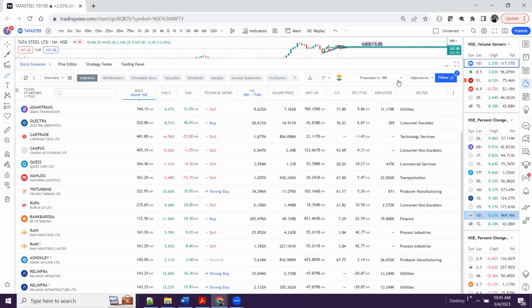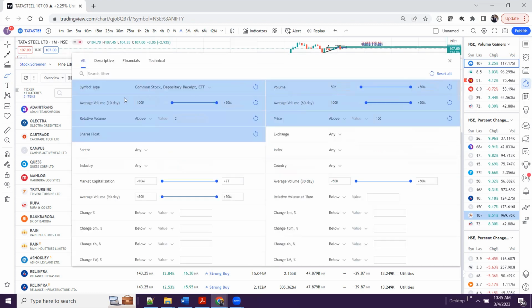Now coming back to the other filters. There is one more filter, shares float, and I have used 50 million to 2 billion. Shares float means the number of shares that are available for the general public to trade. This number means that the stock will not be easily manipulated, so this is a recommended range for that.